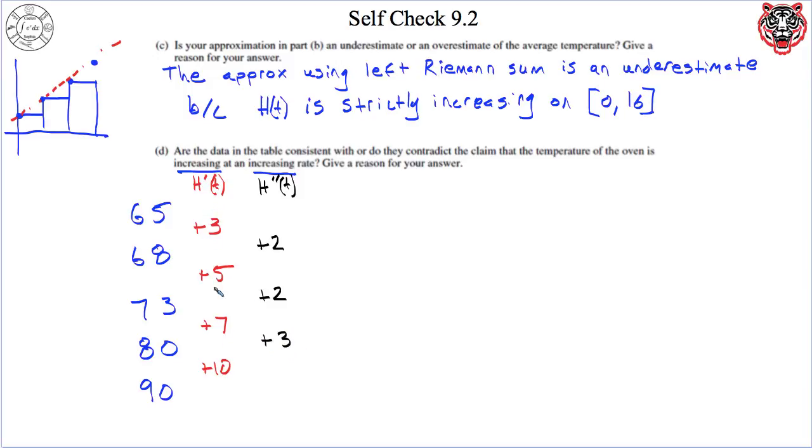Since all of these values were positive, this one was increasing. Since all of these second differences were also positive, then it's also a positive second derivative. So you're really looking at the positive and negative. If one of these was a negative, then you couldn't really say for the increasing rate. So just using this trick, we can say that it is consistent.